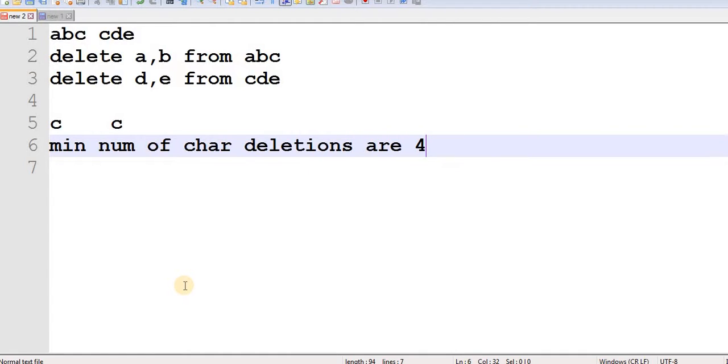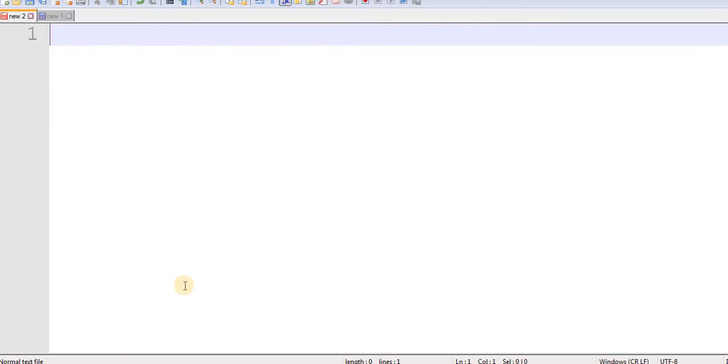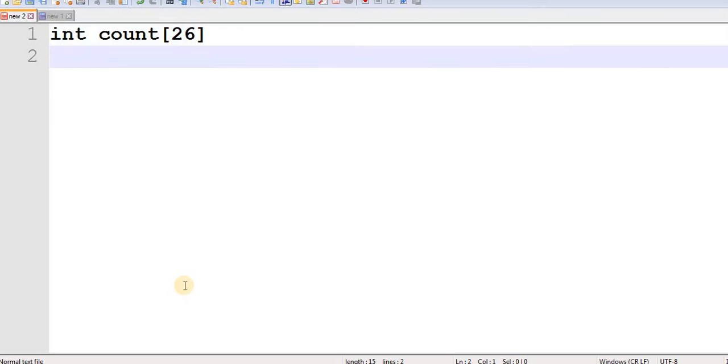Let's see how we are going to do it programmatically. With the help of a counter array and the ASCII values we are going to solve this problem. Let's take an integer counter array of size 26. We have 26 English alphabets, so we are taking the size of the counter array as 26.